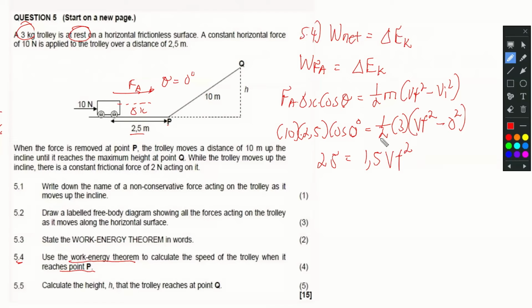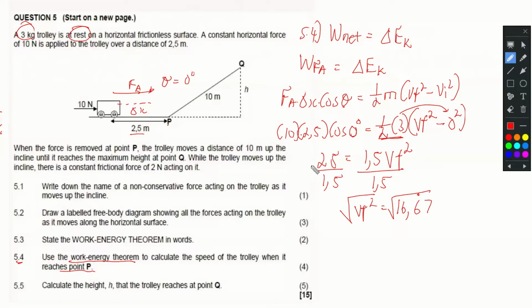And then obviously, if we take all of this multiplied by 0, that's 0. So we divide both sides by 1.5. Then it's 25 divided by 1.5, which will give us a VF squared equal to 16.6667. You want to save this in your calculator the way it is, and then immediately you square root, right?